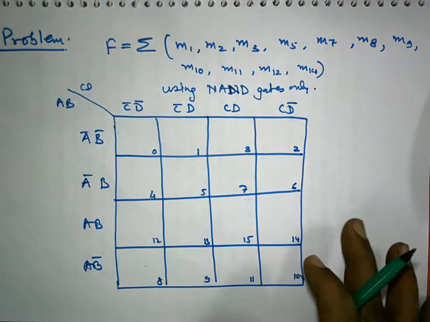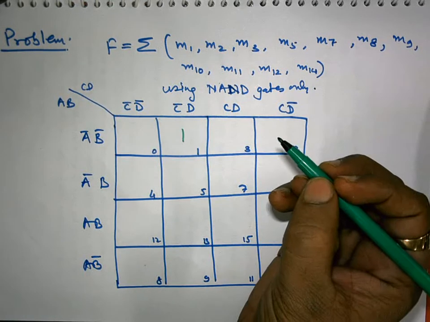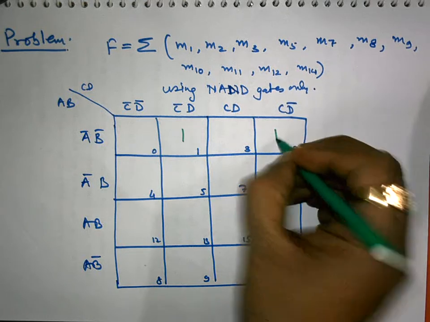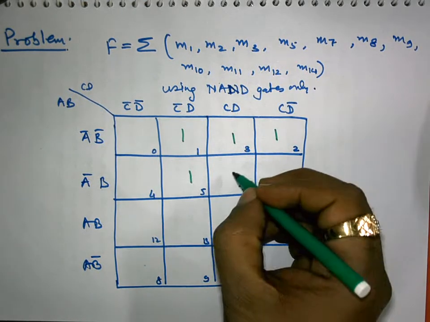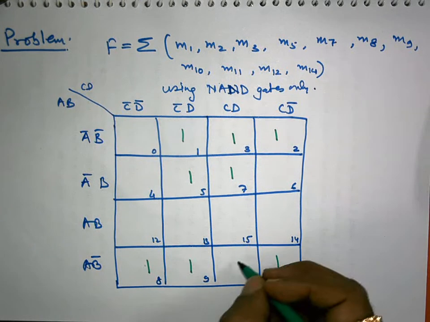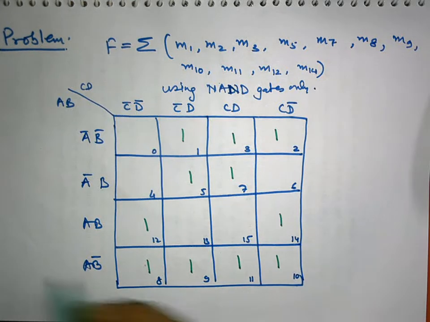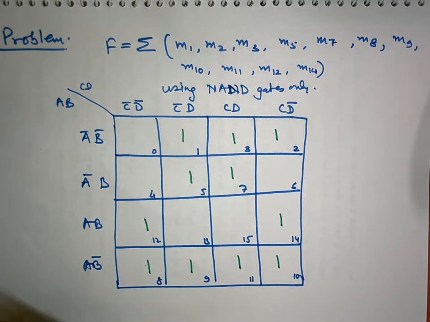So if I place ones with a different color pen, M1 is 1, M2 is 1, 3 is 1, 5 is 1, 7 is 1, 8, 9, 10 and 11 and 12 and 14. Okay. So first of all we look for the prime implicants, and then we will say whether they are non-essential prime implicant or essential prime implicant.